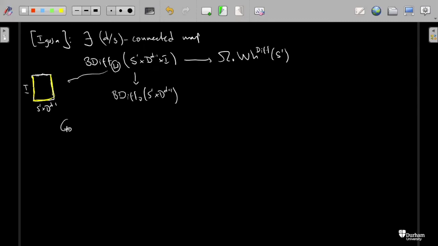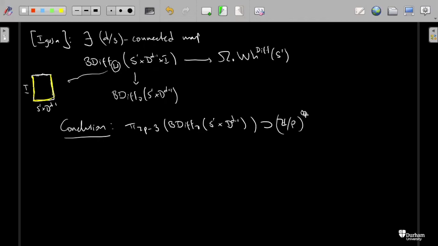So in conclusion of all this, if all this made no sense to you, just keep this conclusion in mind. From these algebraic K-theory methods, one can find that degree 2p minus 3 of the B-Diff boundary of the solid torus contains these many copies of C mod P. And since this map here was d minus 3 connected, you get these four degrees, which are less than that. And that's how you understand this.